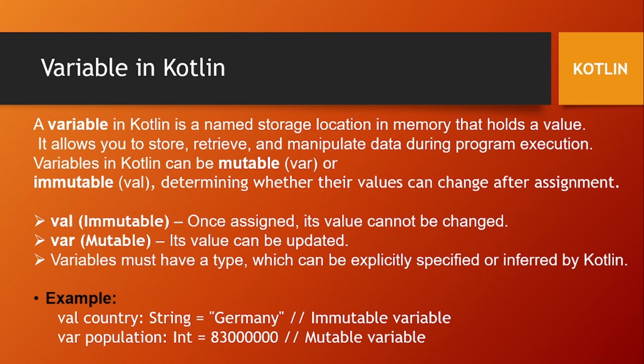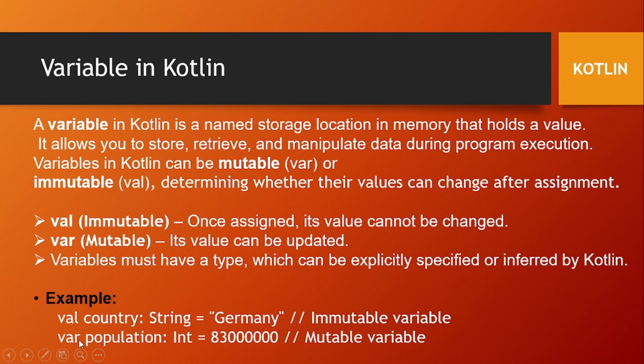In the first example, first line, we have used the val keyword, and country is the name of our variable, then a colon, and the data type, which is String, equal to Germany, which is the value that we have assigned to country. Country is the variable, it is holding Germany as its value. It's a memory location, and the value is Germany.